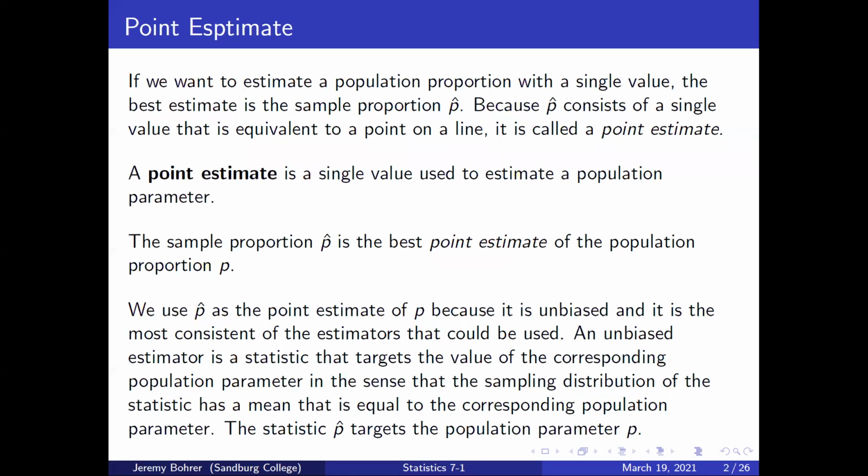The sample proportion p hat is the best point estimate of the population proportion p. We use p hat as the point estimate of p because it is unbiased and it is the most consistent of the estimators that could be used. An unbiased estimator is a statistic that targets the value of the corresponding population parameter in the sense that the sampling distribution of the statistic has a mean that is equal to the corresponding population parameter. The statistic p hat targets the population parameter p.